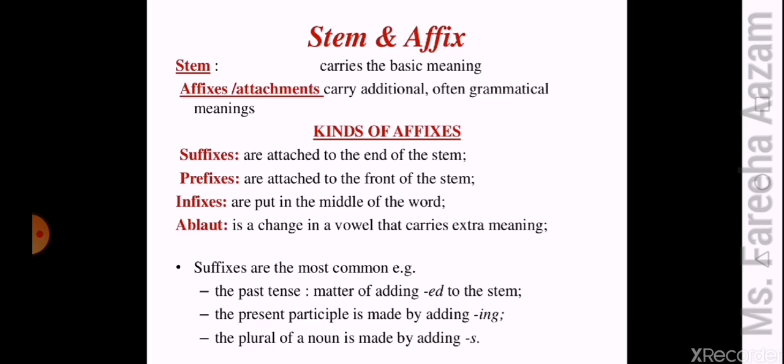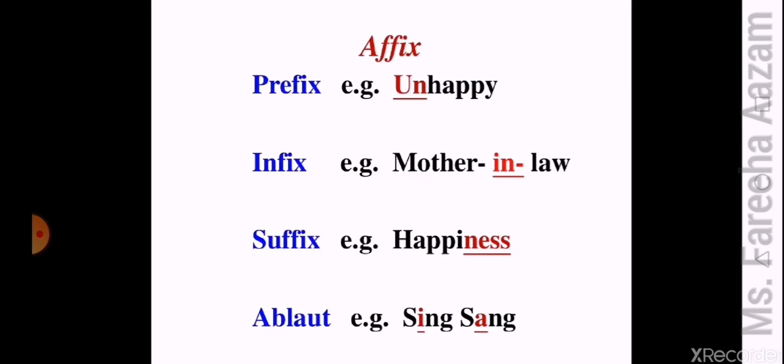For example, there is a word impossible. Im is a prefix. Unacceptable: un is a prefix, accept is the root or base word, and able is a suffix. Similarly, there are other suffixes like ing, ed, s, while prefixes, like un in unacceptable, come before the stem word.